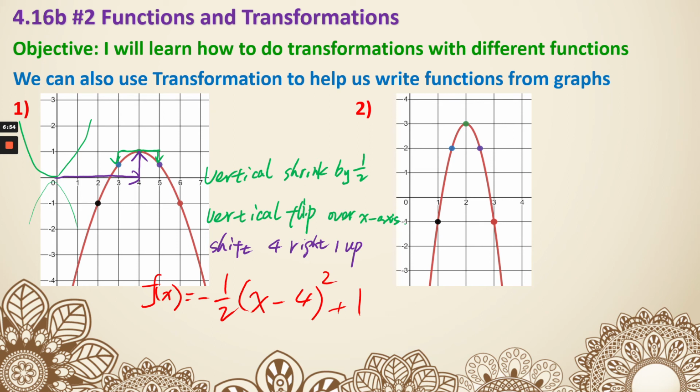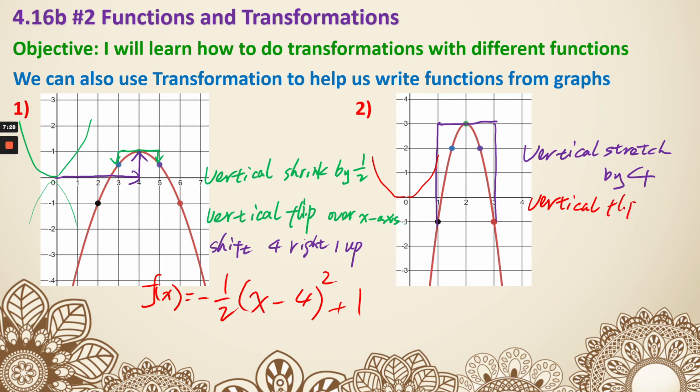Now the second one, let's have a look. First, 1 left or 1 right. You can see that is actually going to be 4 down. So when we go horizontal, it doesn't change. Vertically, it changed from 1 to 4. So it's going to be a vertical stretch by 4. Then we have more. Clearly, it was here and now it's facing down. So there's a vertical flip over the x-axis.